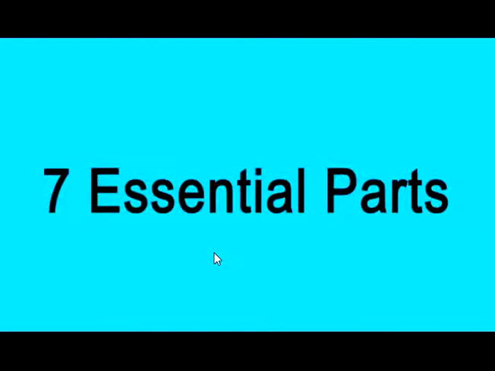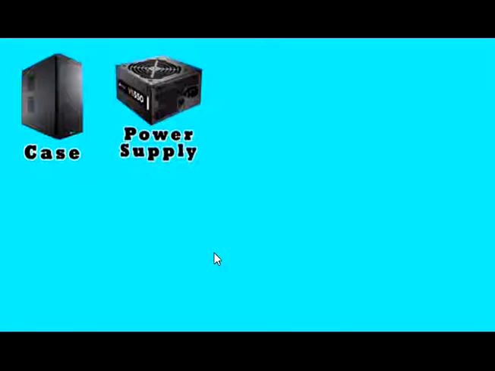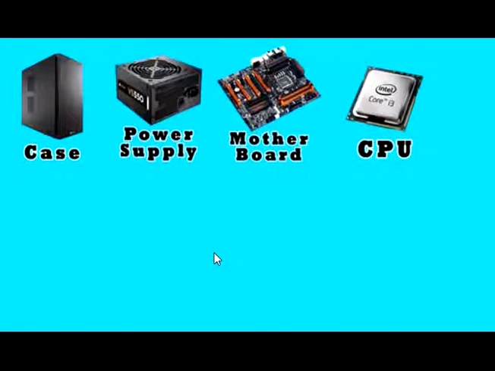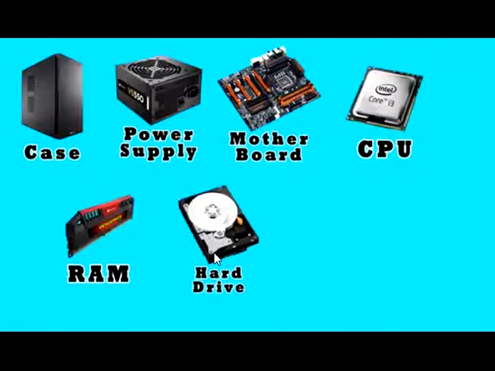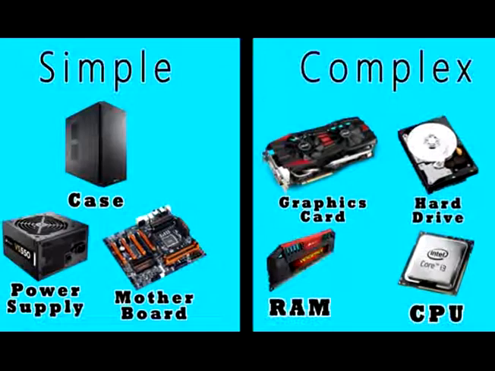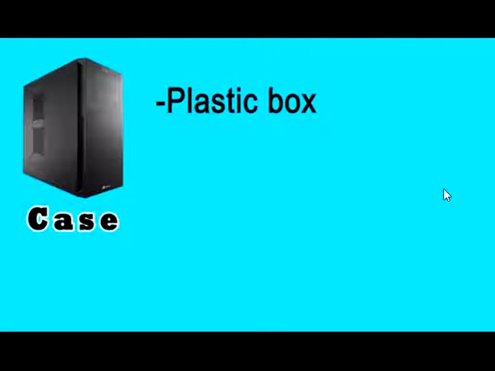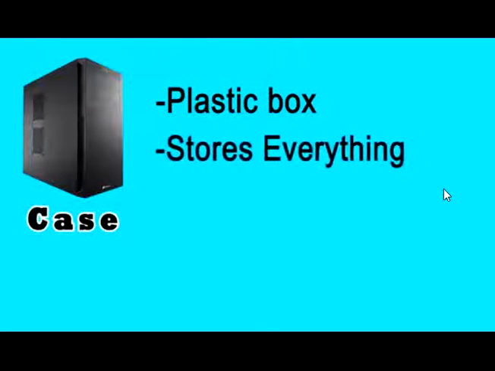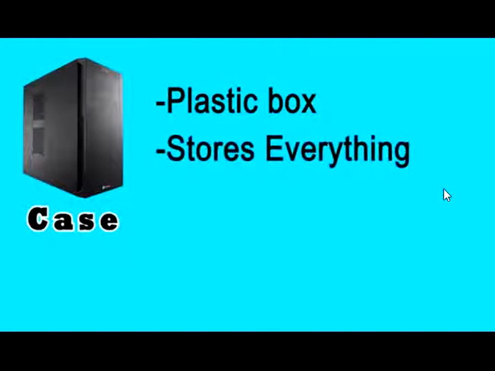There are 7 essential parts: case, power supply, motherboard, CPU, RAM, hard drive and graphics card. Let's separate these into two categories: one is simple and the other is complex. The case is nothing but a plastic box, and it stores everything inside it.